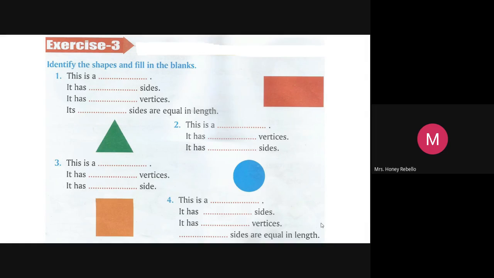Now you have to write what it is. I'll teach you. I'm not going to ask you because you're new to this chapter. This is a 4-sided figure. Opposite sides are equal. I can ask you. Oral marks I can give you for this.